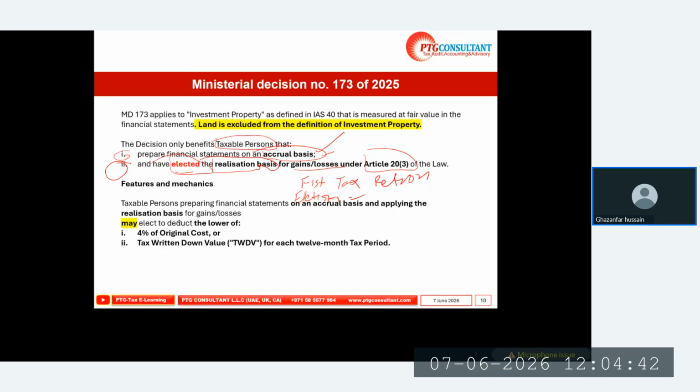The feature and mechanism is the same. Up to here is still part of the assessment. If we have done the assessment, then we know this additional area is applicable. But up to here, we don't know how to proceed towards the corporate tax computation.